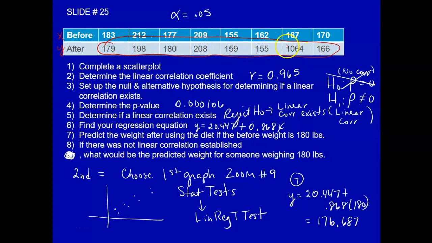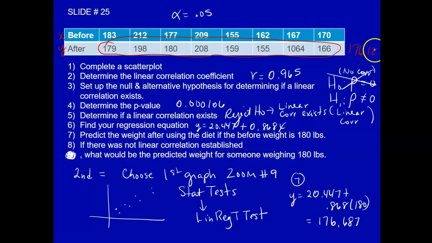And if I average those or find the mean of those, then what I'm going to find is that the mean is going to be 176.125. So that would be what I would report if I had not established a linear correlation. But since I did establish a linear correlation, the best prediction is my regression equation. So just be careful that you can't just automatically, blindly plug into a regression equation. You have to have established that a linear correlation exists first.